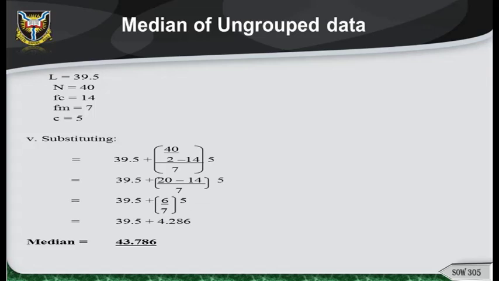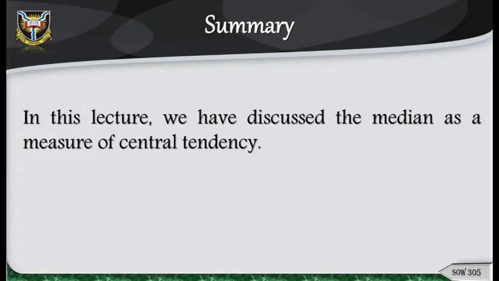5. Substituting, median equals 39.5 plus bracket 40 divided by 2 minus 14 all over 7 close bracket 5, equals 39.5 plus bracket 20 minus 14 all over 7 close bracket 5, equals 39.5 plus 6 divided by 7 close bracket 5, equals 39.5 plus 4.286. Median equals 43.786.